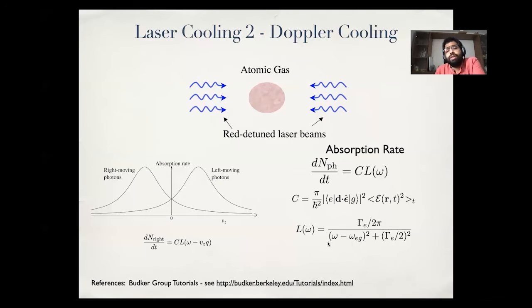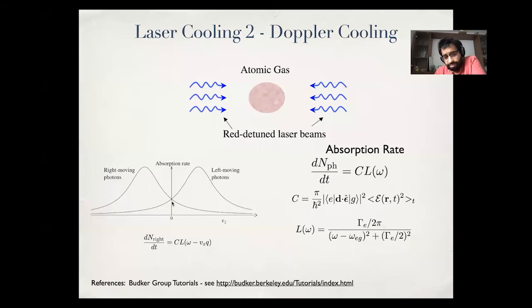But if you apply a frequency far away from omega Eg, more than gamma E by 2, the atom simply won't see that light. Okay, so I'm just thinking of a very simple model of an atom with just 2 levels. And in this picture, what happens is physically something very nice. If I have an atom that is at exactly z equal to 0, it will equally absorb left and right moving photons. And as a result, there will be no preferential force.